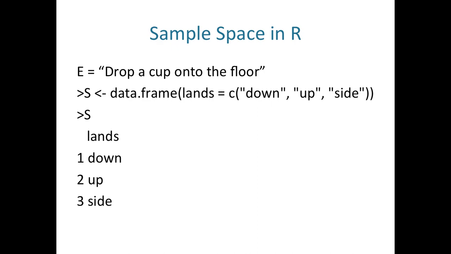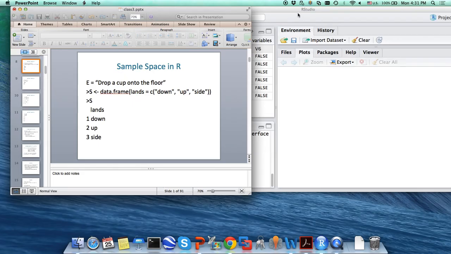So you need to create a data frame where in this case, for example, the event is dropping a cup on the floor, and the cup might fall down or up or on the side. So we're going to declare 3 different potential outcomes. The sample space is going to have 3 different potential outcomes. So what we can do is go to R.